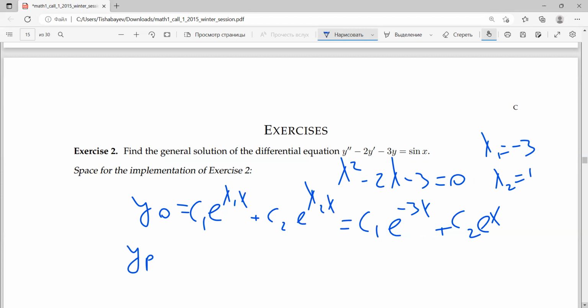Can you continue it? In your notebooks, you have this kind of example. So you can solve it and send it to the group. I will check it, okay? This exercise: just find y particular. y0 we have already found. Find now y particular. Okay, any questions now?